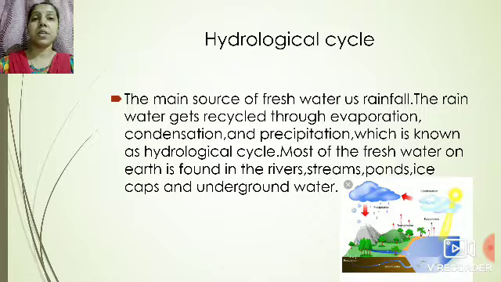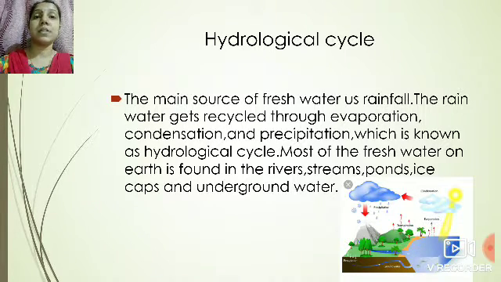Then we have the hydrological cycle. Rainfall is the form from which we get the fresh water on the earth. The water of the rainfall gets continuously recycled through the process of evaporation, condensation, and precipitation, which is known as the hydrological cycle. Most of the fresh water on the earth is found in the form of rivers, streams, ponds, ice caps, and underground water. In the figure given here, we can see that through the sun's energy, the water is getting evaporated. That is, it is being formed in the form of water vapor and rising up.